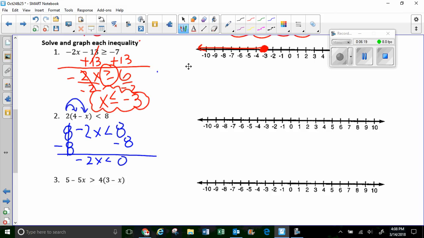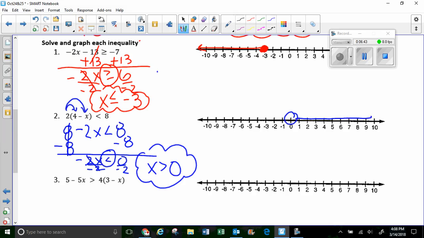And just because I got 0 doesn't mean it's no solution. I'm going to continue with the problem, divide both sides by negative 2, which means I need to flip my inequality symbol, making it greater than. And what is 0 divided by negative 2? Well, that's just 0. So you can go over to your inequality, your number line, draw a big open circle at 0, arrow pointing to the right.